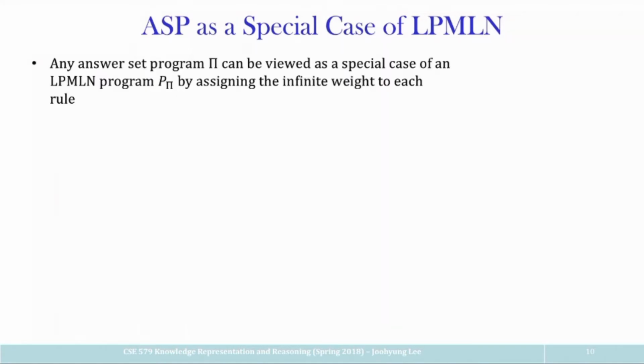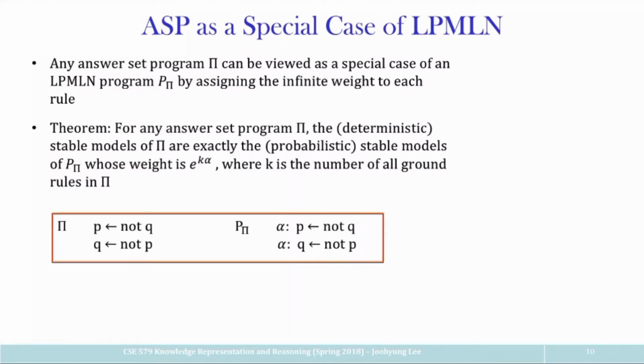But anyway, the first thing to note here is, suppose you have an answer set program pi. We can view this as a special case if you assign infinite weight to each of the rules. So let's look at this example first. This pi is an ASP program, and we can translate or convert it into a pretty similar rule in LPMLN, where the rule has infinite weight. Good. Now, what the theorem says is this.